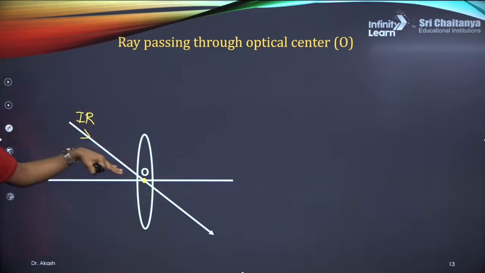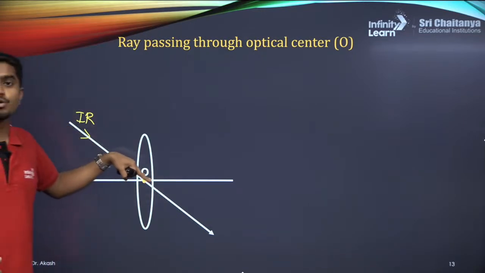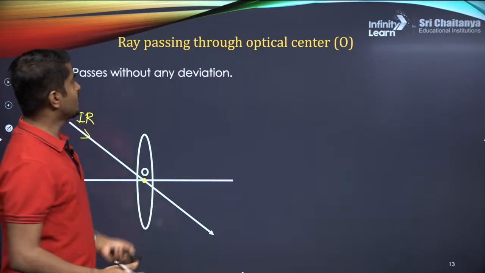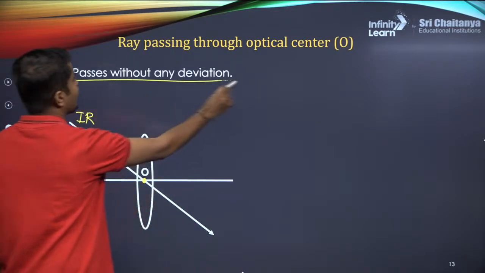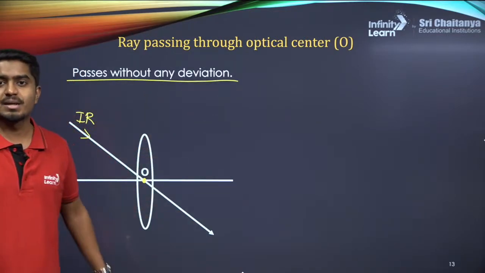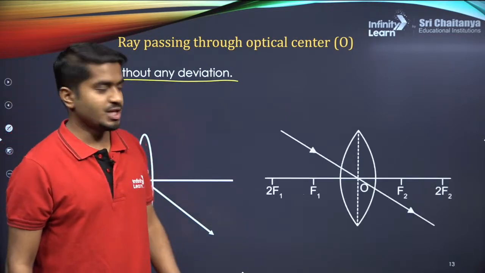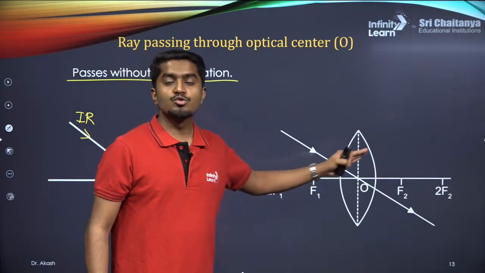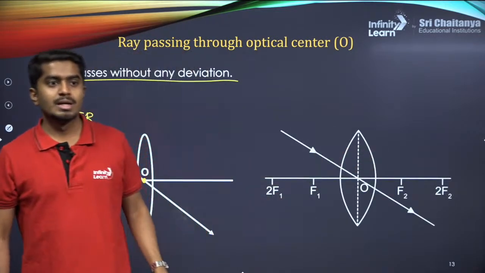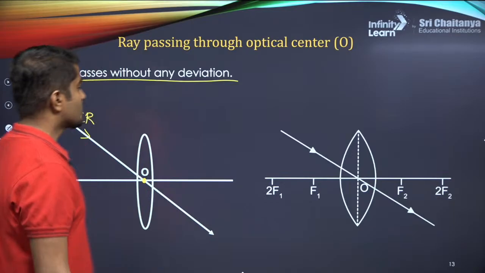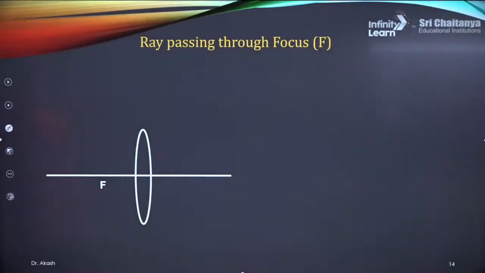So whenever this ray passes through the optical center, it passes without any deviation, there is no disturbance, it just passes without any deviation. So that is our rule number 2. Now let's go to rule number 3.